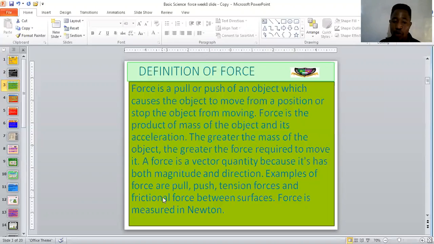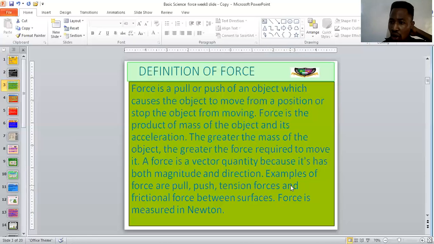And examples of force are pull, push, tension forces, and frictional forces between two surfaces. We're going to take frictional force as a topic. So now let me quickly explain something to you. Pull and push. I said a force is a pull and push effect acting on an object which causes the object to move from its position or stop moving. Okay? So that makes a force a vector quantity because it has a magnitude and direction. And force is measured in Newton.